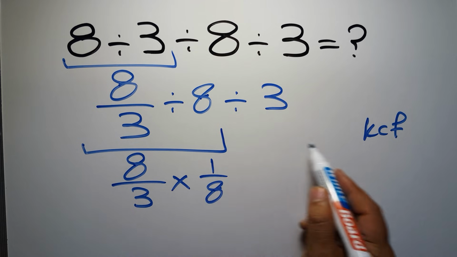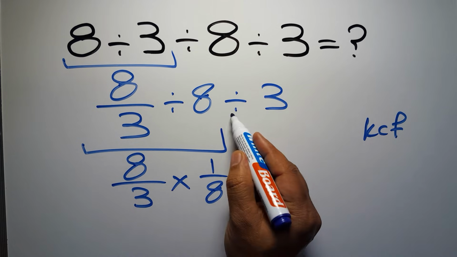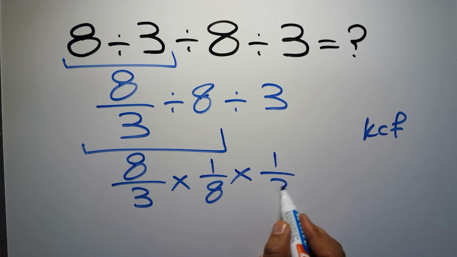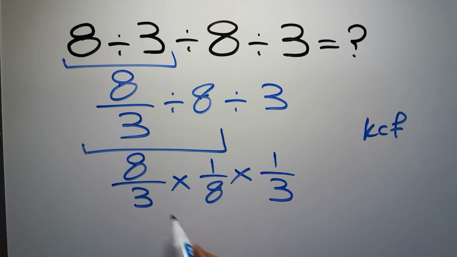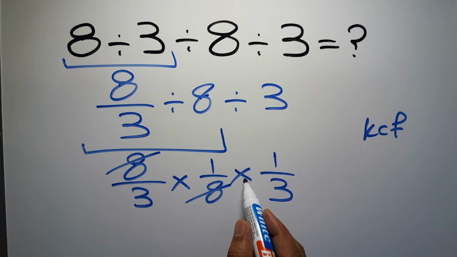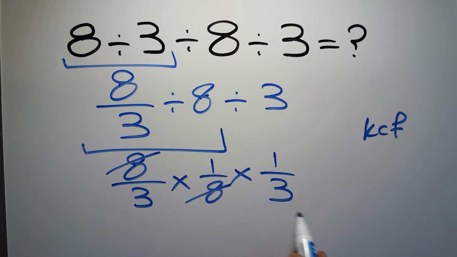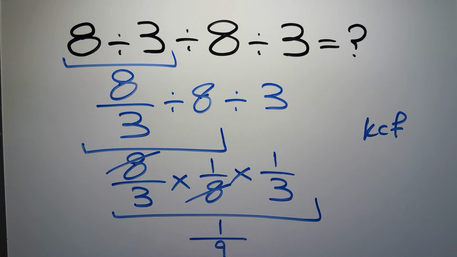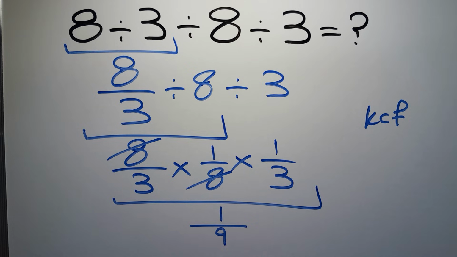And again here we can apply the KCF rule. Okay, change division to multiplication and flip the second fraction. Now we can easily cancel this 8 and this 8. So we have 1 over 3 times 1 times 1 over 3, which equals 1 over 3 times 3 gives us 9. So we have 1 over 9, and this is our final answer to this problem.